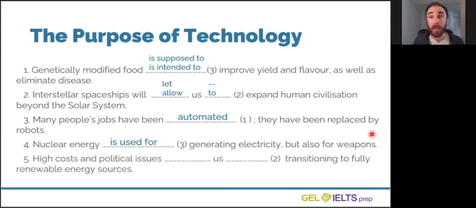Finally, number 5. We are missing 2 words. Can you write both of those words in the box in the next question and the final question below this video? The correct answer is prevent us from. High costs and political issues prevent us from transitioning, notice the ing form, to fully renewable energy sources.